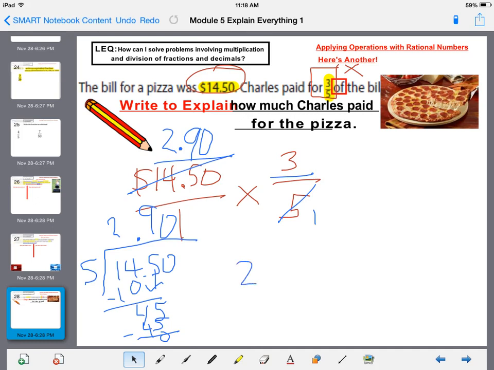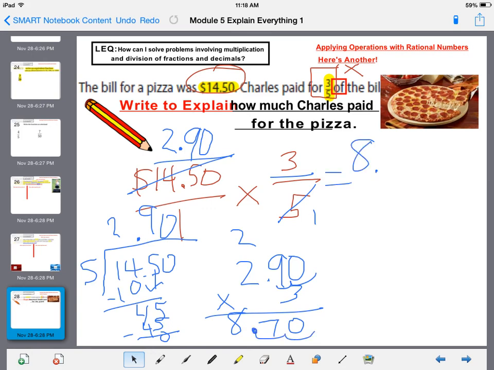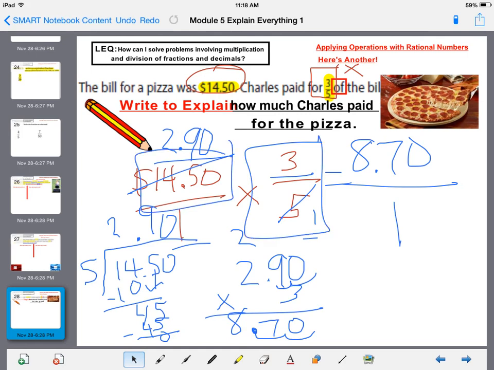So I'm going to go over here and work that, because now I just have to multiply the numerator straight across. And that is 870, and I count 2 decimal places over, so that's $8.70 over 1 times 1 is 1. So what Charles paid for the pizza, 3/5 of $14.50, is $8.70.